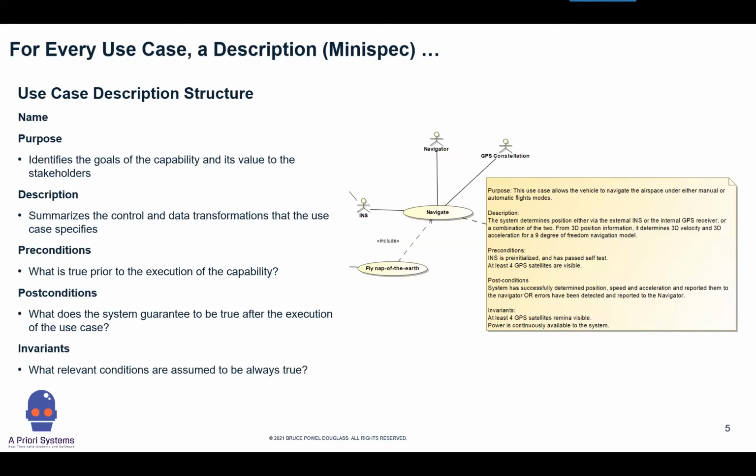The common form I use for use case descriptions is this. I give the name of the use case, its purpose, which is again the value to the stakeholder, and a description of what the use case means, maybe how it works, but just a high-level description of it. And then preconditions, what's true before this capability is performed, postconditions, what's true after the capability is done, and invariants, what assumptions am I making?